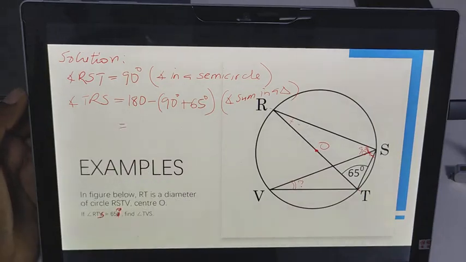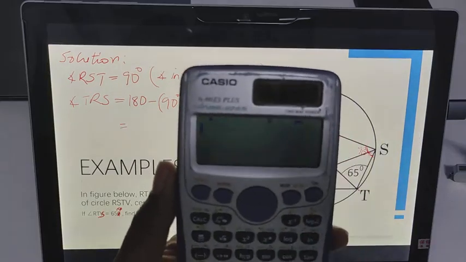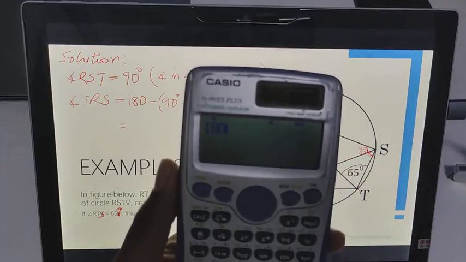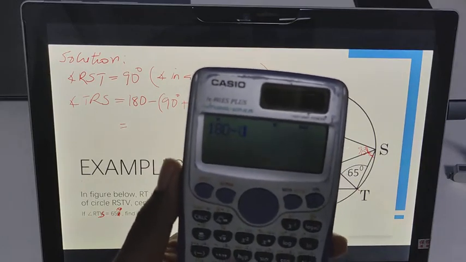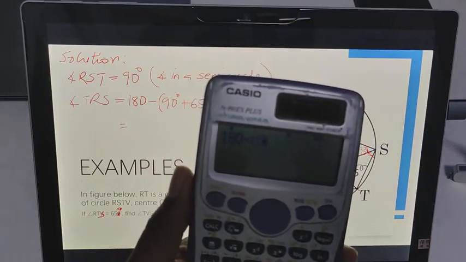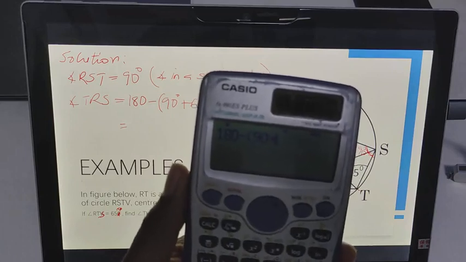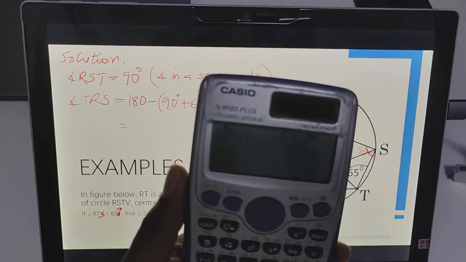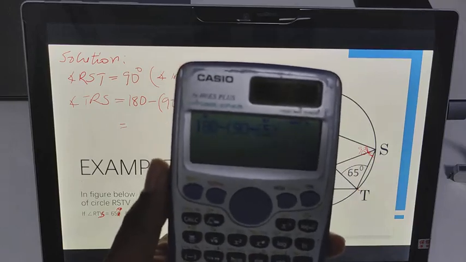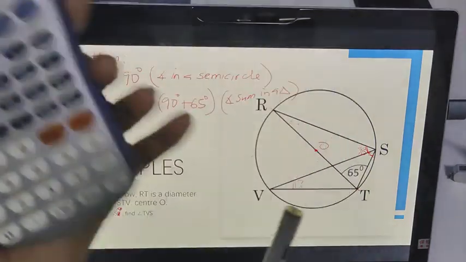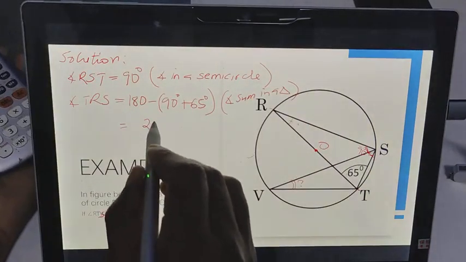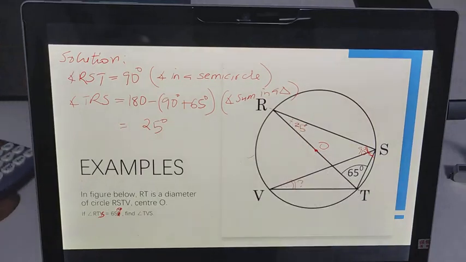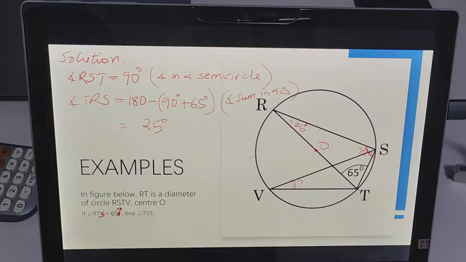So let's find that. In our problem we have 180 minus (90 plus 65), which is 25. So it means this angle is 25 degrees.